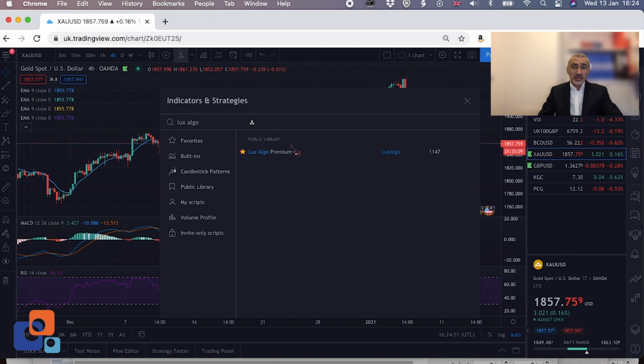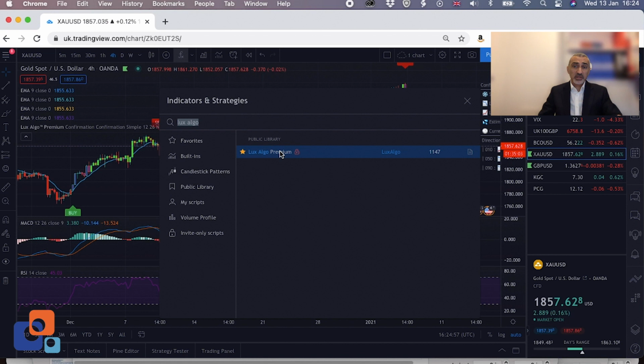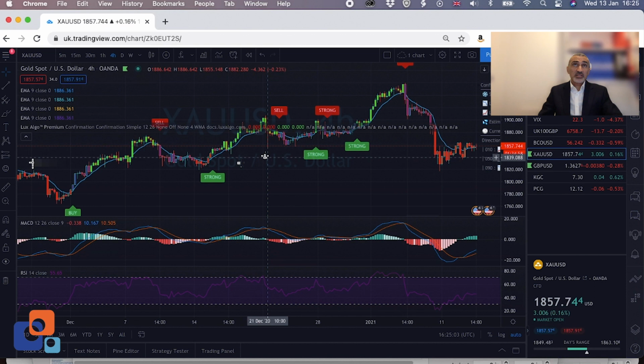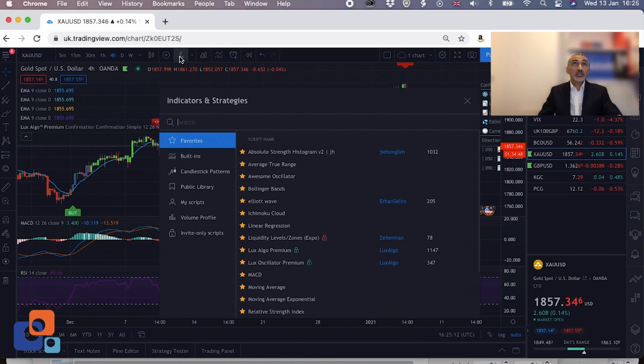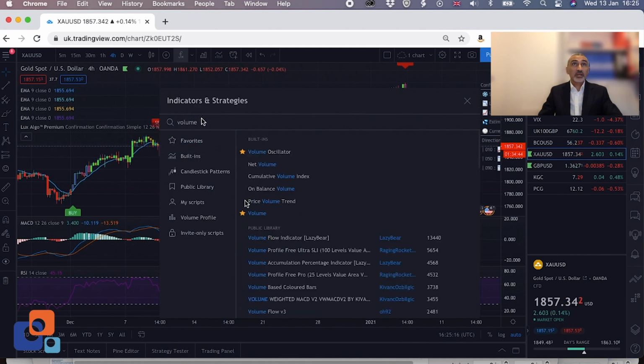Finally, I'll add the Lux Algo indicator. I'll include a link for this indicator at the end of the webinar, along with the links of all the tools I'm using. The chart also needs, we need to add the volume. Forgot, sorry. I have to go back to add the volume. Right, so I click on the indicators, write volume, and pick that.